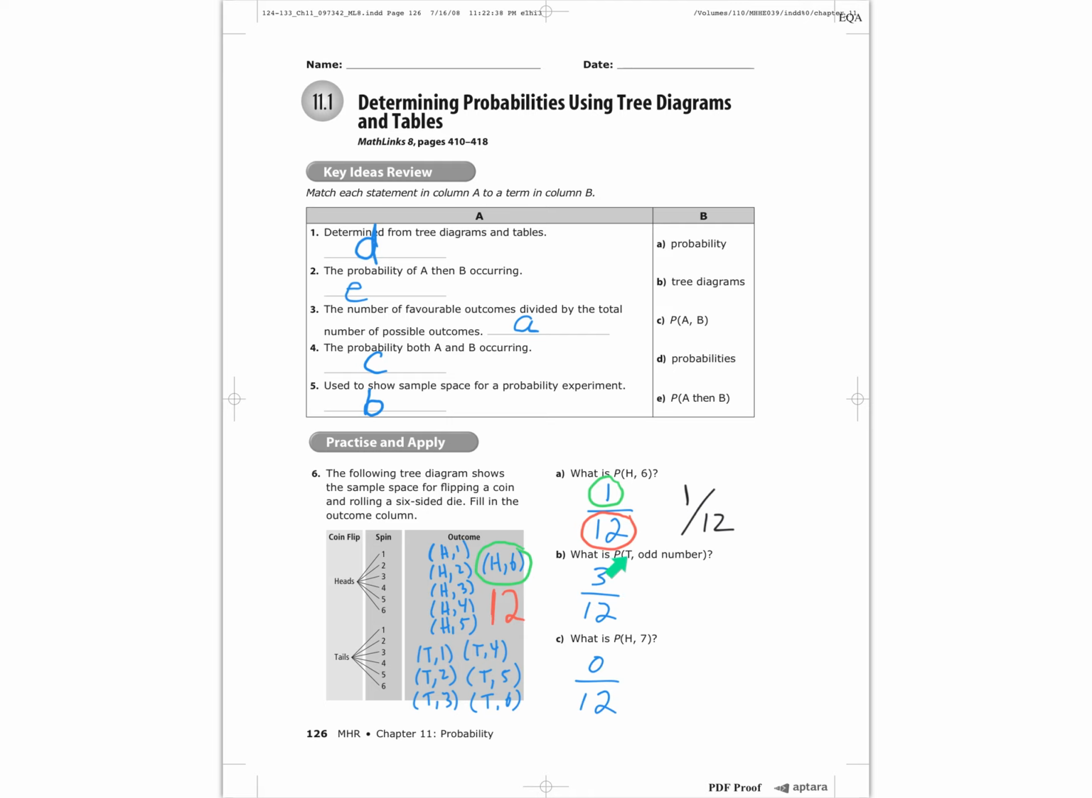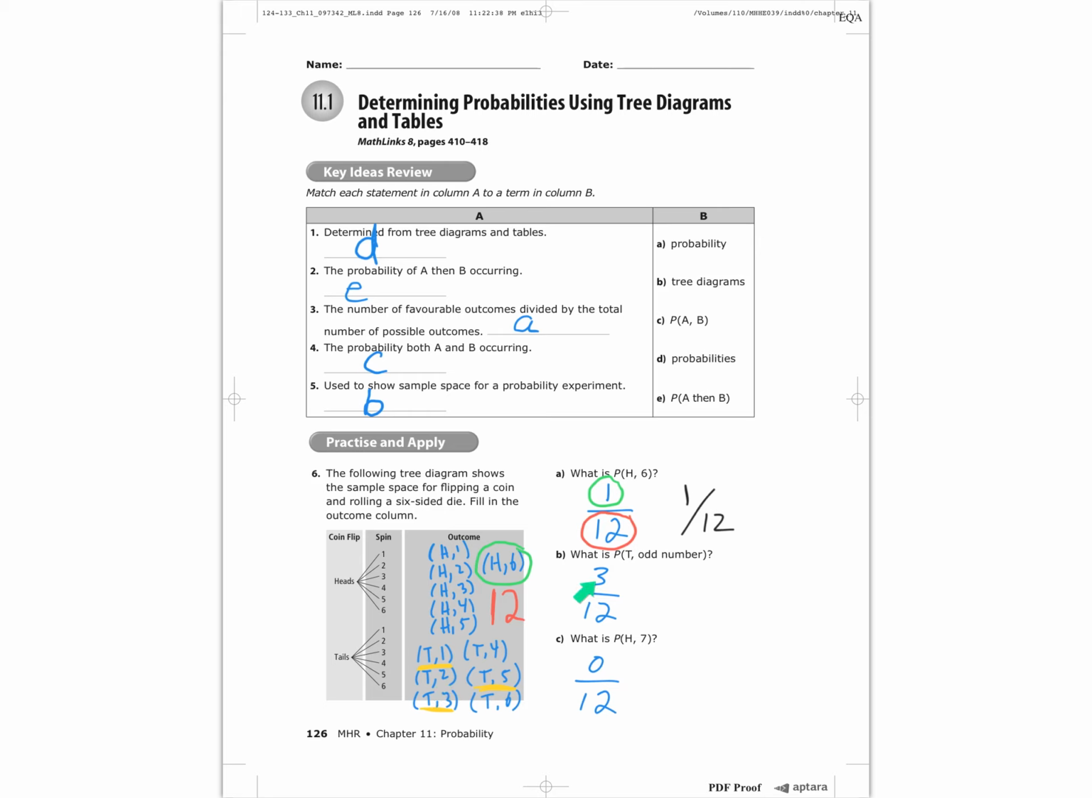Alright, letter B here. What's the probability of getting tails and an odd number? Alright, so tails and an odd number. We could have tails and a 1, tails and a 3, or tails and a 5. Those are the only ones that have tails followed by an odd number, 1, 3, and 5.